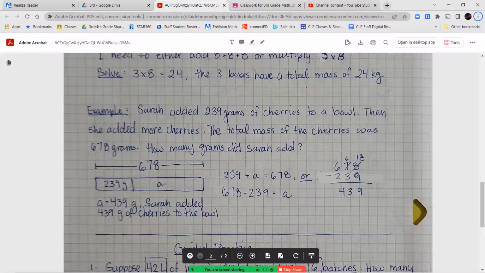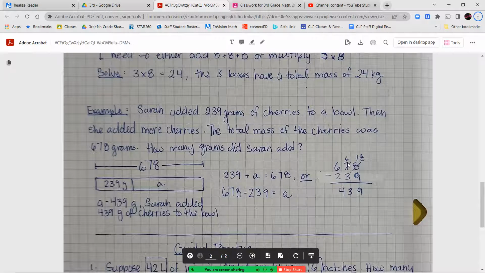So I'm going to do 239 plus A, that's my missing part, is equal to 678. Or another way I can rewrite this is 678 minus the part that I know, which is the 239, is equal to A. So I stacked to subtract over here. Did 678 minus 239. I can't do 8 take away 9 because I don't have enough. So I have to borrow.